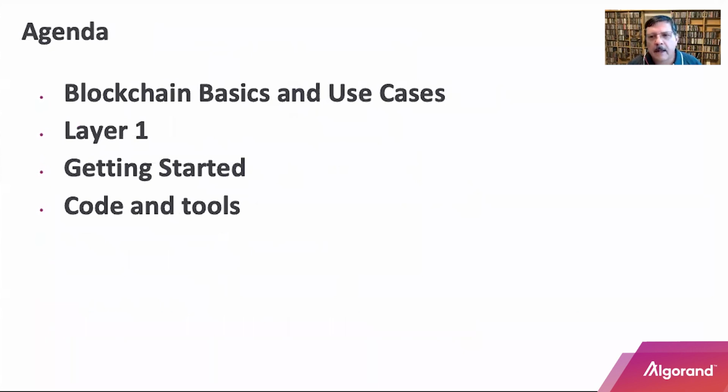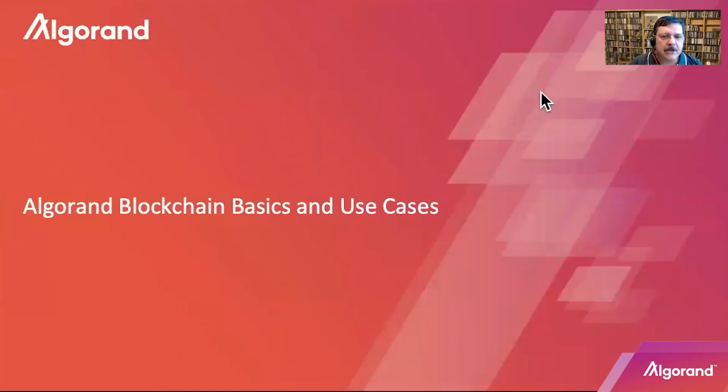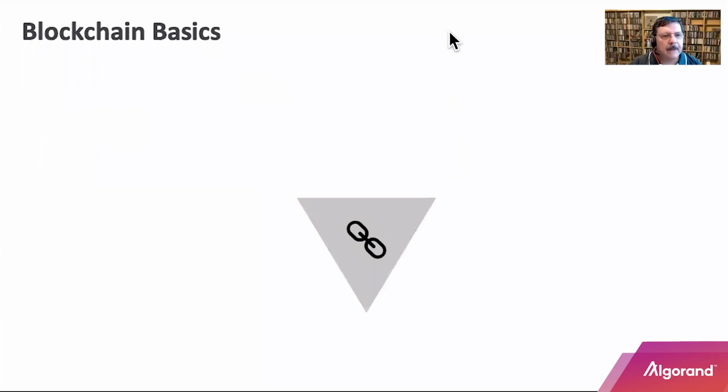So the agenda, what we're going to cover today, is blockchain basics and use cases. We'll get you going on what kind of things have been done in the past with blockchain. What's layer 1 all about? Also getting started: how do we get going, building the applications, and the code and tools that I need to do the job as well. We also have blockchain use cases coming up here.